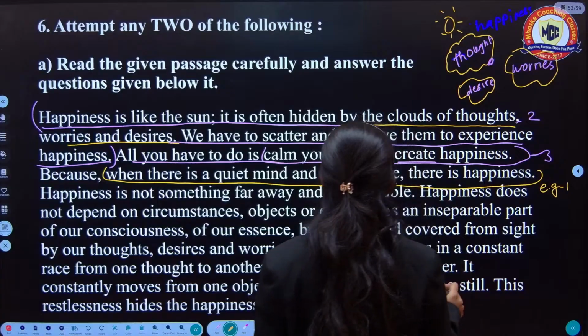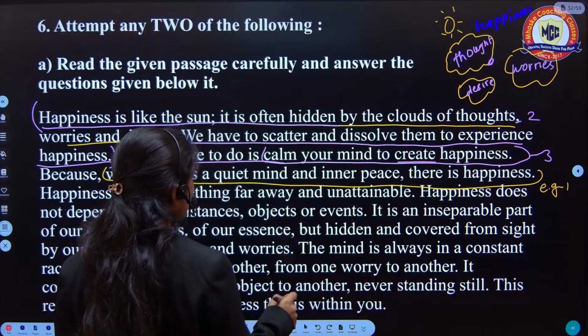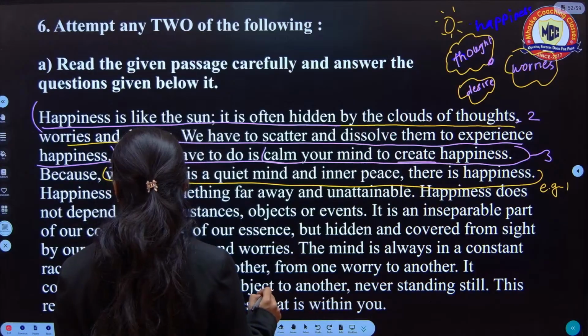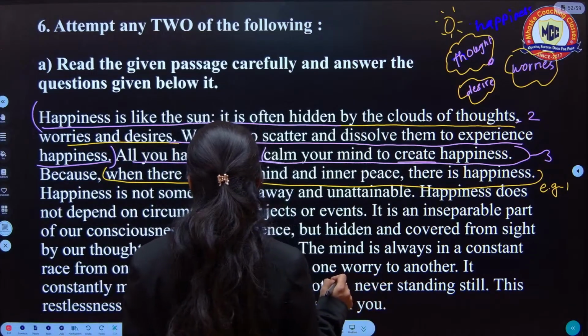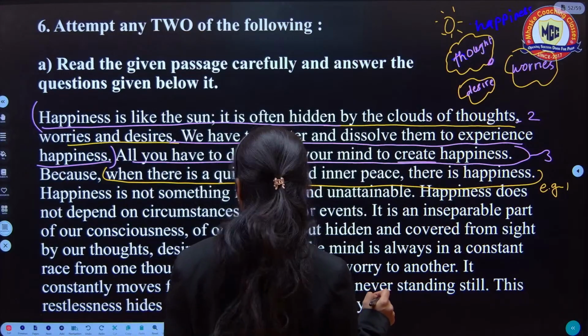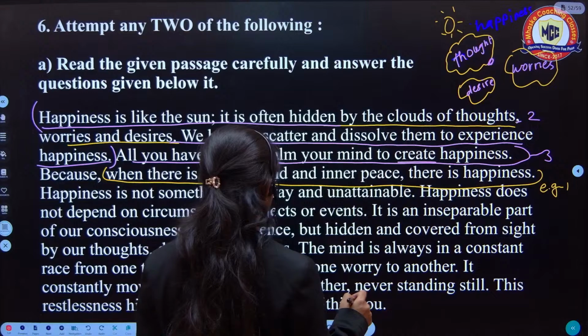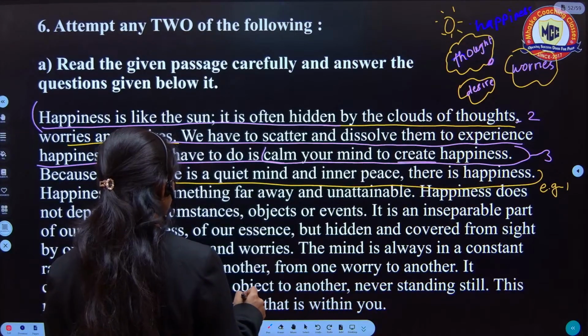Happiness is not something far away and unattainable. Happiness does not depend on circumstances, objects, or events. It is an inseparable part of our consciousness. The mind is always in constant thought and worries, constantly moves from one to another, never standing still. This restlessness hides the happiness.